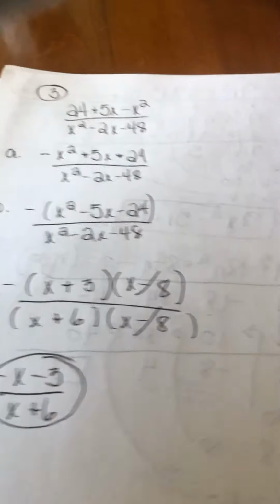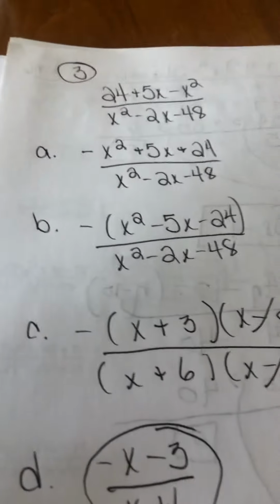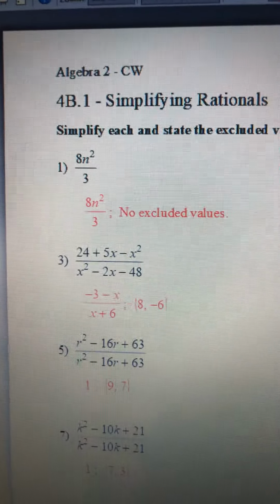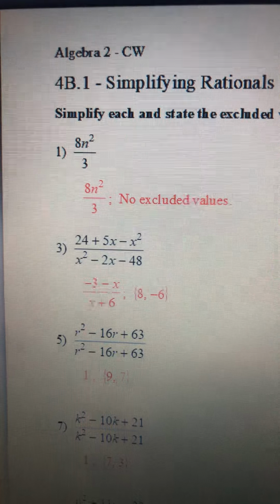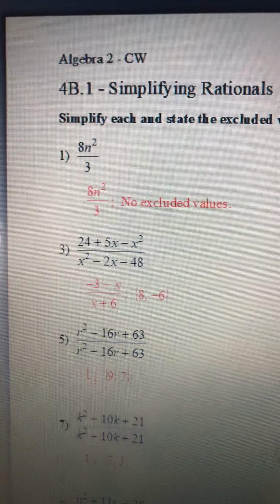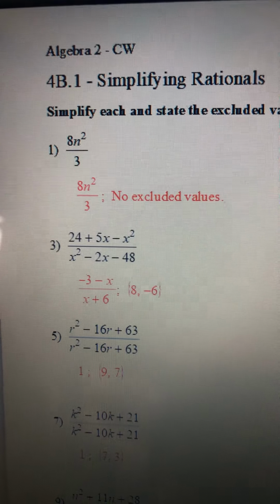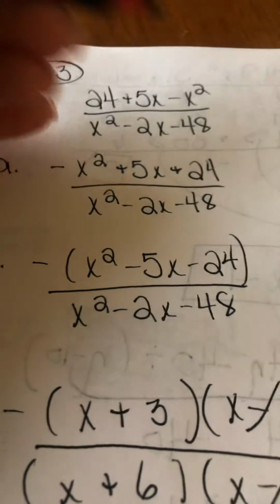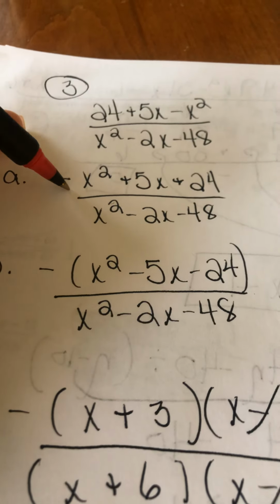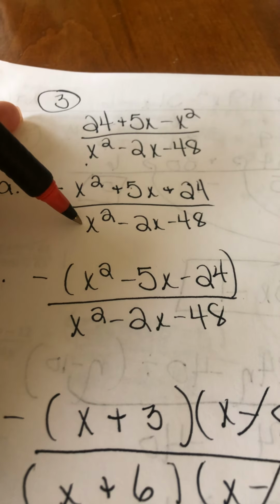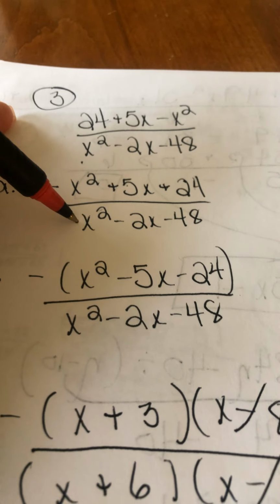Okay, now, as promised, I said I would go through number 3. The thing that makes number 3 different is that here we have 24 plus 5x minus x squared over x squared minus 2x minus 48. So our difference here is that up here we have the x squared at the end, here we have it at the beginning, and we do need to line them up just alike. So your first step in solving this is to take this negative x squared, put it first, then the 5x, and then the 24, and then just bring down the x squared minus 2x minus 48.